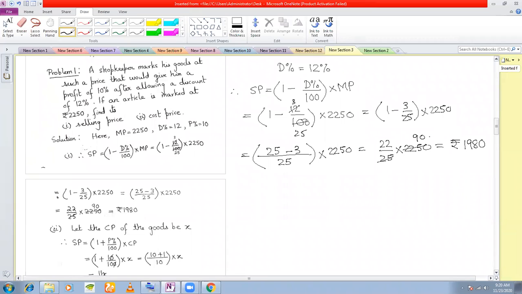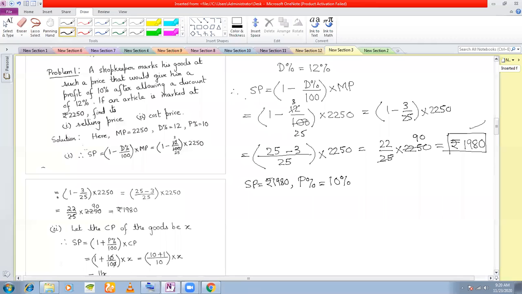After allowing a discount of 12%, he would make a profit of 10%. So he's allowing a discount of 12%. That means his selling price is 1980, and he's selling at this price and he's making a profit of how much? So selling price is 1980 and the profit that he's making is 10%.